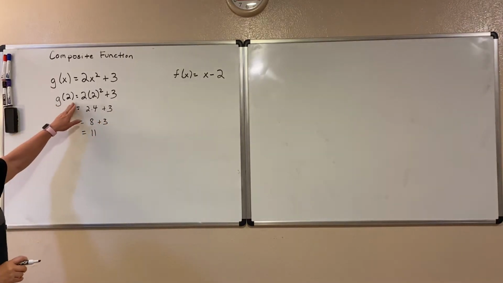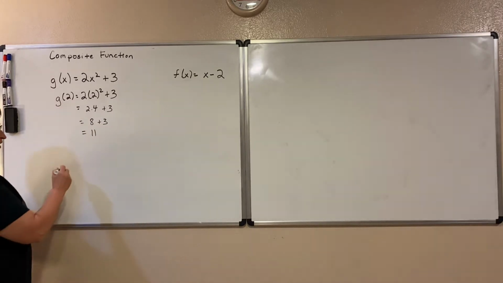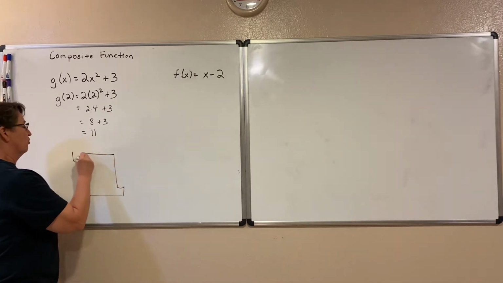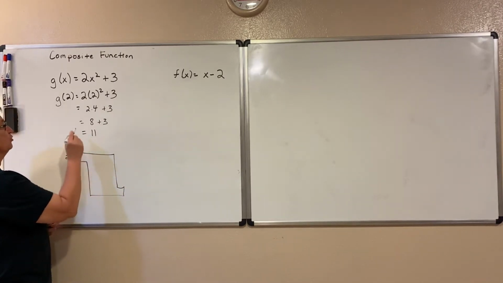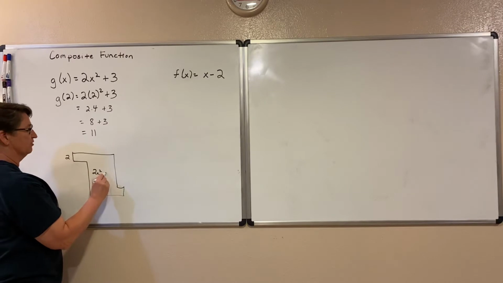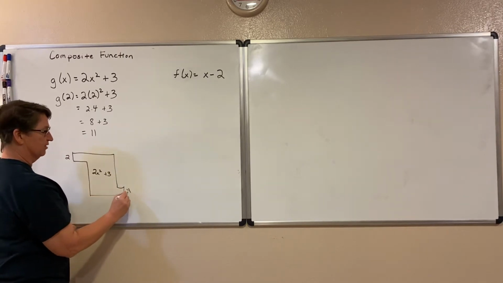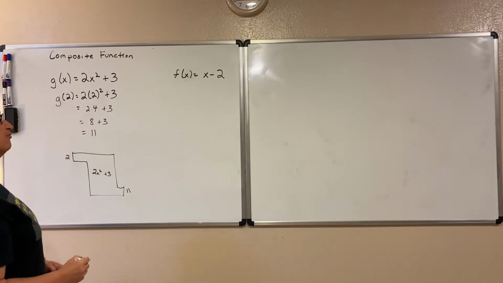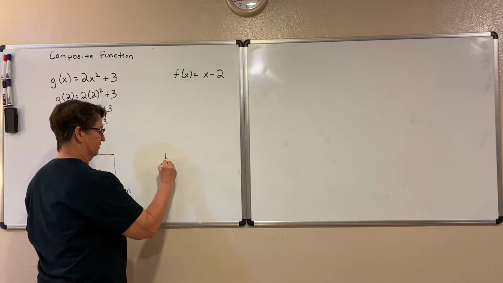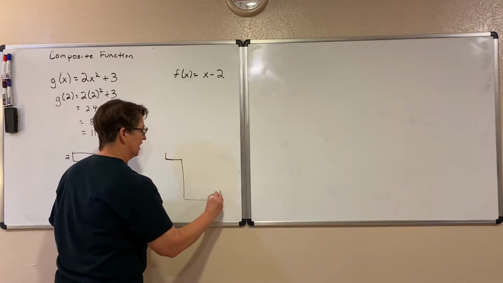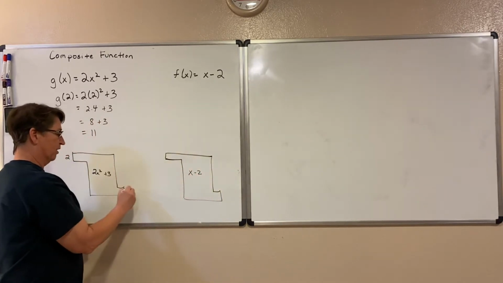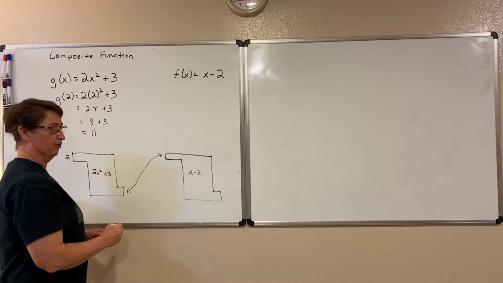So remember that function notation, or you can think of it as, I've got this functioning machine here where when I input 2 into this machine it takes it and squares it and doubles it and then adds 3 and out pops 11. Now I have another function over here, a linear function, and I'm going to take this output from my first function and put it into this f of x function. So I'm going to take that 11 and put it in here.